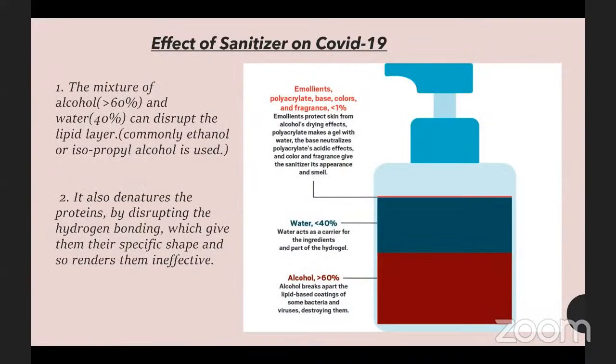The next point is the effect of sanitizer. Sanitizer is also playing an important role in prevention of COVID-19. We can't have the facility of washing hands everywhere, especially during our traveling. But we have to keep our hands sanitized every time. Here, sanitizer becomes the life savior. Usually, sanitizer is prepared with 60% alcohol and 40% water. Very commonly, isopropyl alcohol or ethanol is used to make sanitizer. The alcohol part can break the lipid layer of the virus and destroy its effectivity. The water part mainly works as the carrier so that every ingredient can reach every part of the hand. The sanitizer breaks the hydrogen bonds of the virus, which breaks the specific shape of the virus and makes it ineffective.